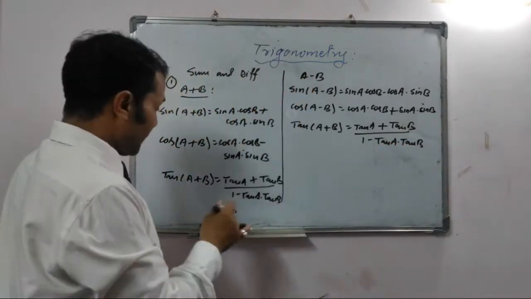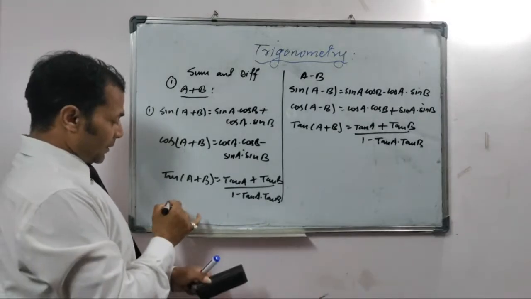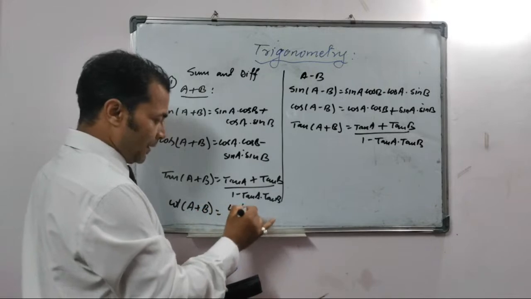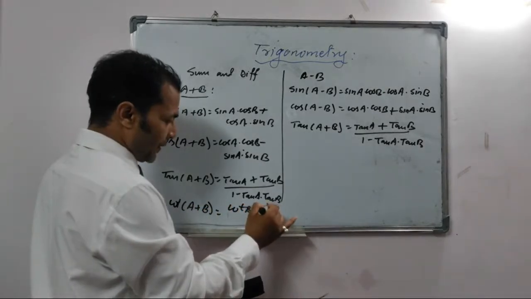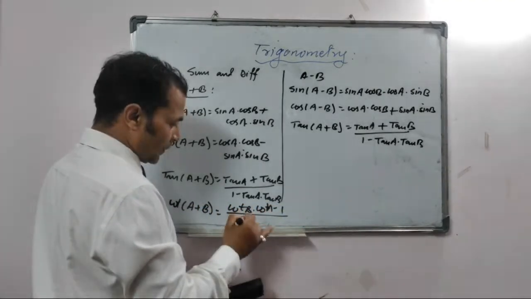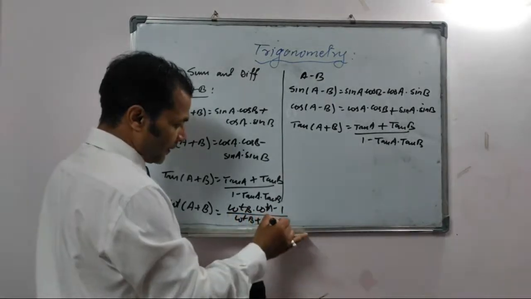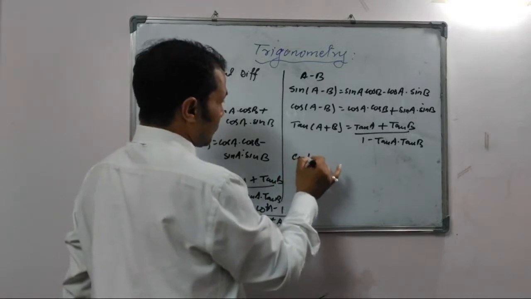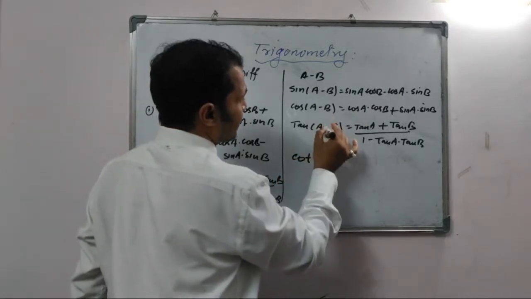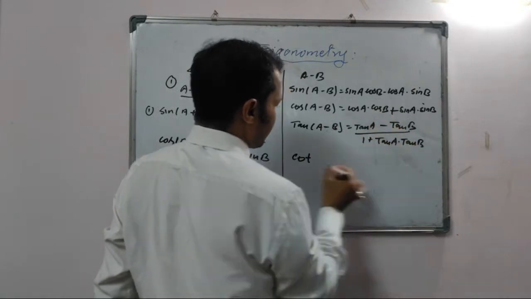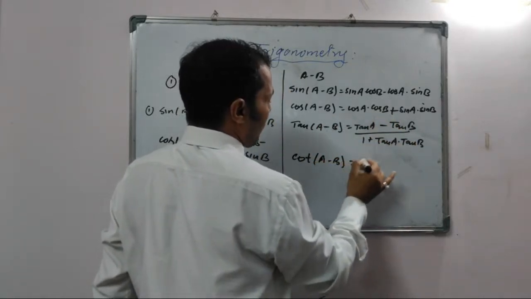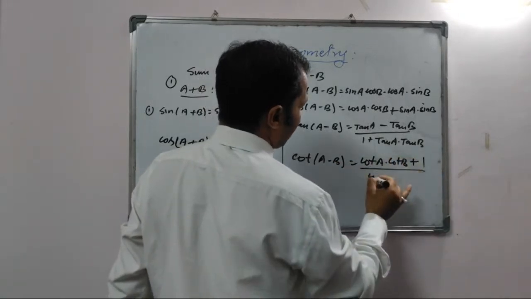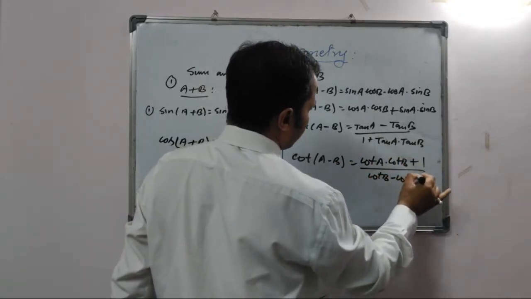And here, we generally won't use cot, but still, let's write the formula. Nothing wrong with that. Cot A plus B is cot A cot B minus 1 by cot B plus cot A. Hope it is visible to you guys. Likewise here, cot, pardon me, this is negative, so minus plus. Cot A minus B is cot A cot B plus 1 by cot B minus cot A.